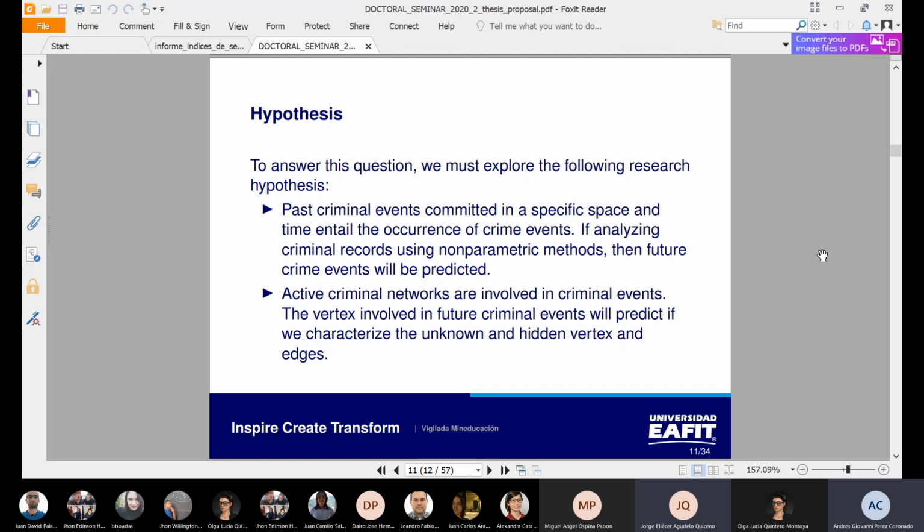And the second hypothesis is for criminal networks. In an active criminal network, members are involved in criminal events. The vertices involved in future criminal events can be predicted if we characterize the known and hidden vertices and edges. So we should build some type of mathematical, statistical, and econometric models to characterize a known vertex, v sub u, and a hidden vertex, v sub h.